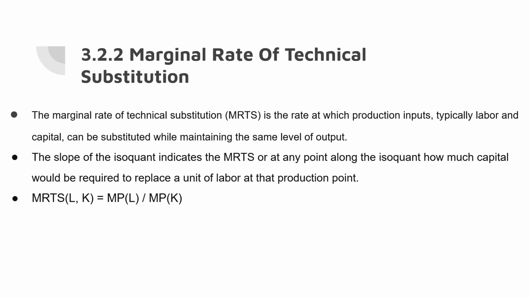Marginal rate of technical substitution, the short form is MRTS. The marginal rate of technical substitution is the rate at which production inputs, typically labor and capital, can be substituted while maintaining the same level of output. The slope of the isoquant indicates the MRTS, or at any point along the isoquant how much capital would be required to replace a unit of labor at the production point. MRTS of L for K equal MPL by MPK.